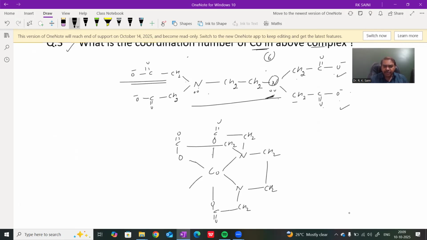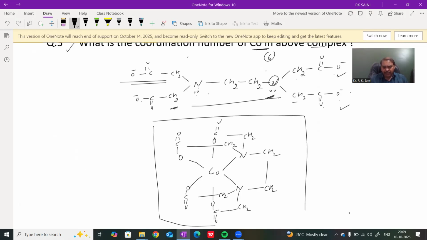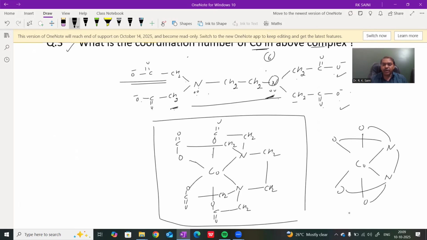Another 5-membered ring is there. This nitrogen is also attached with CH2 and CH2 attached with CO, and its oxygen is also a donor atom. And hence we also write CH2, CH2 attached with C double bond O, and its oxygen is also a donor atom. Therefore, the arrangement of the coordination polyhedron is of this type. Simply, this molecule can also be written as nitrogen, donor atom, nitrogen, 6 bonds. First of all, we make the coordination polyhedron octahedral, then oxygen and oxygen. This is the coordination polyhedron.